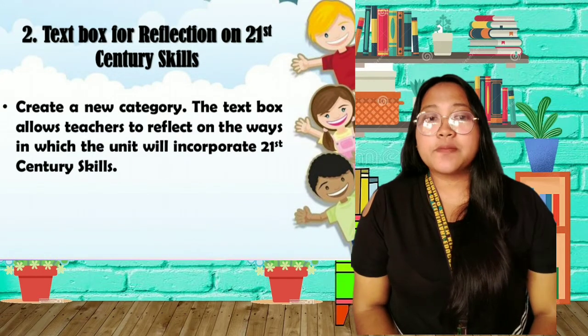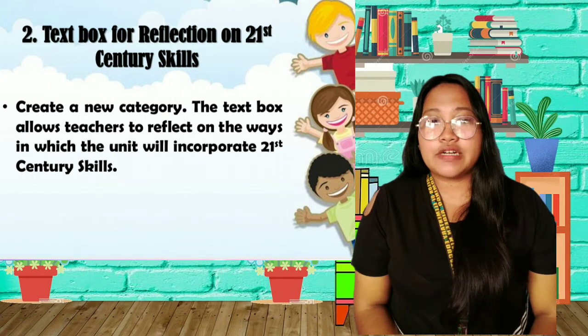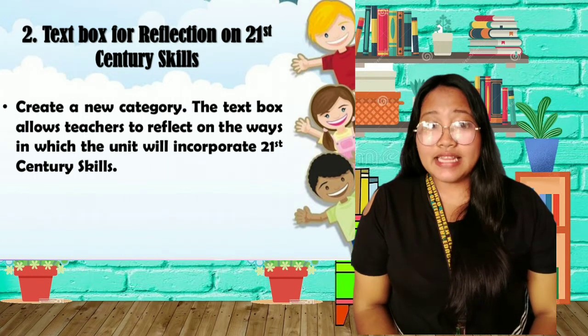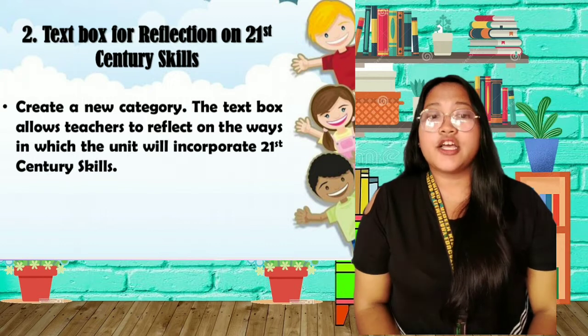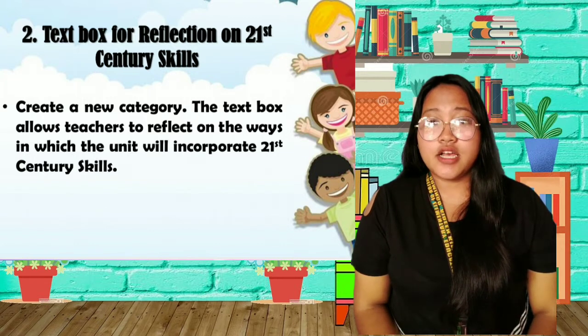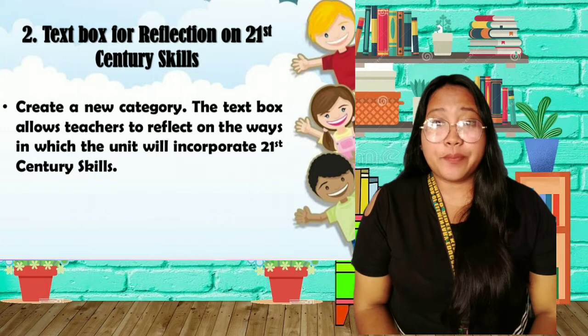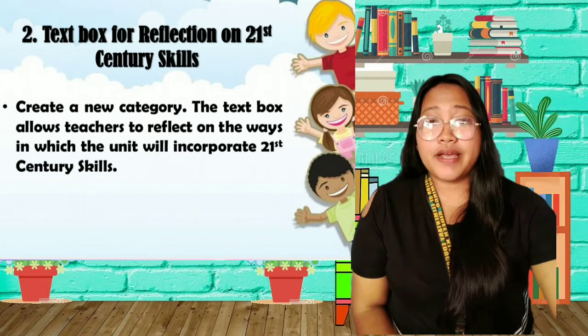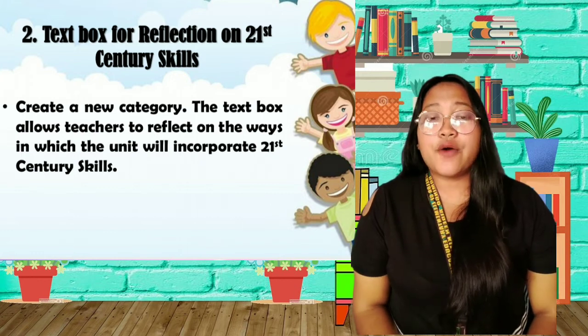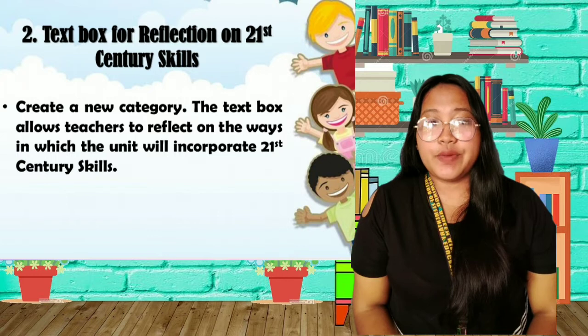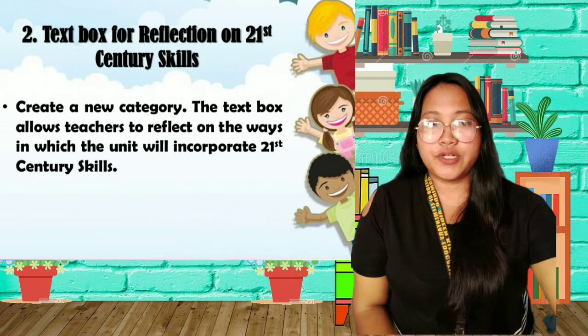Second, a text box for reflection on 21st century skills. Create a new category. The text box allows teachers to reflect on the ways in which the unit will incorporate 21st century skills. So, just like in number 1, the benefit of this approach is that it allows for reporting capabilities so you can see how exactly the skills are being addressed across the school.